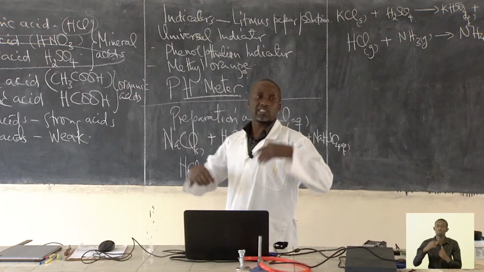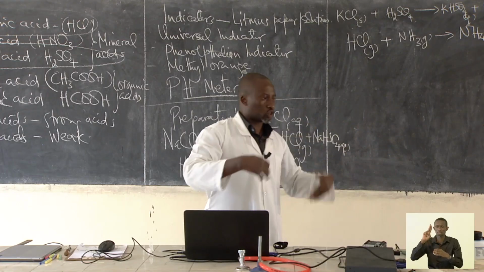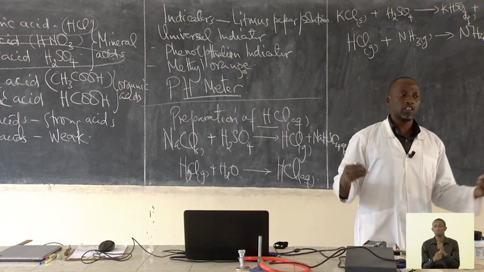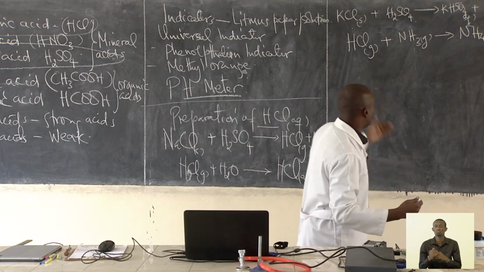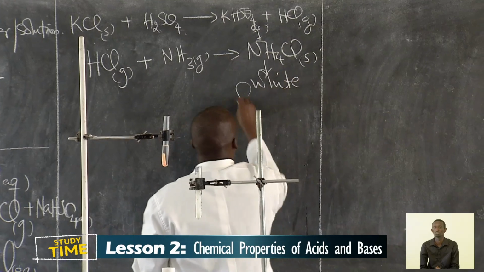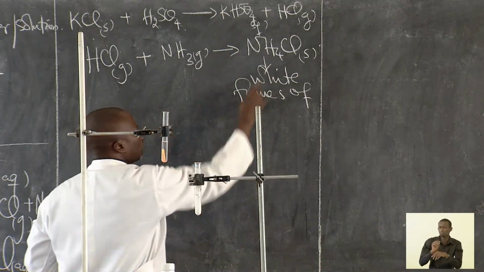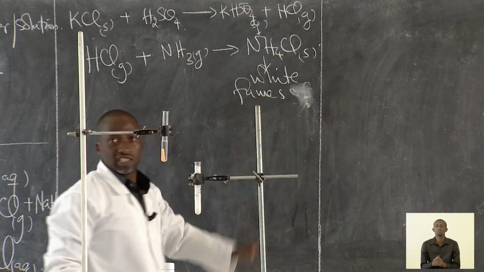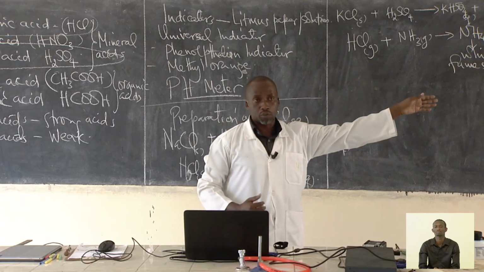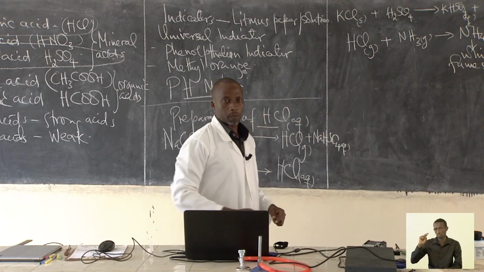Ammonium chloride is a sublimate. The gas changes, so when it cools down, it changes into the solid. That's why these are the white fumes. I just want to remind you that this is the test for hydrogen chloride: white fumes of ammonium chloride. This is the confirmatory test. As we are preparing hydrogen chloride, we are able to test for it.